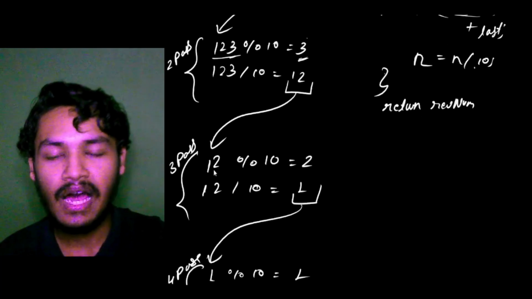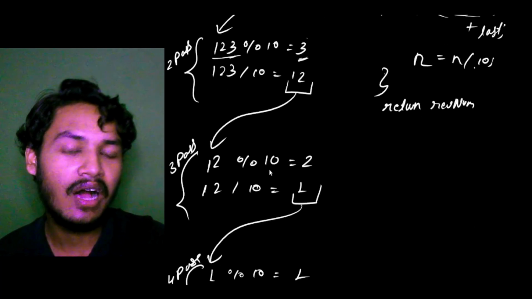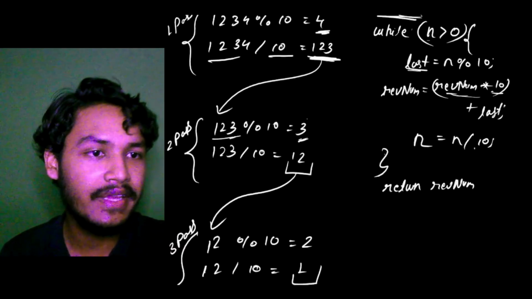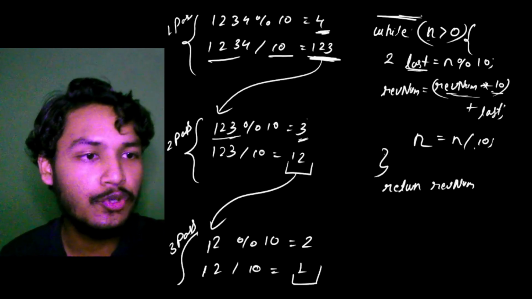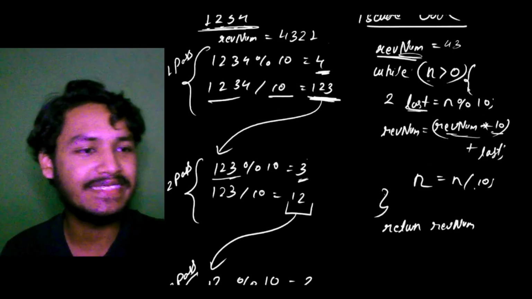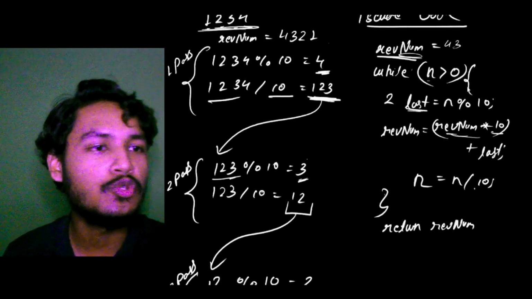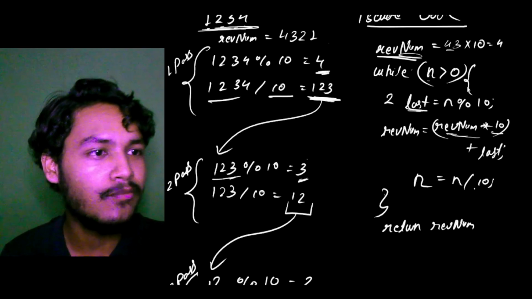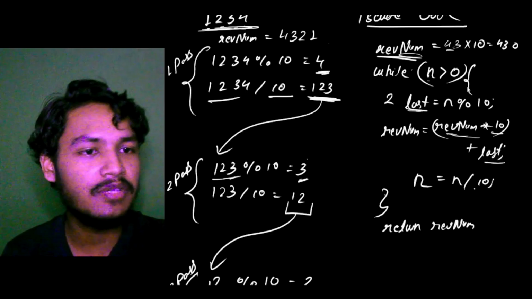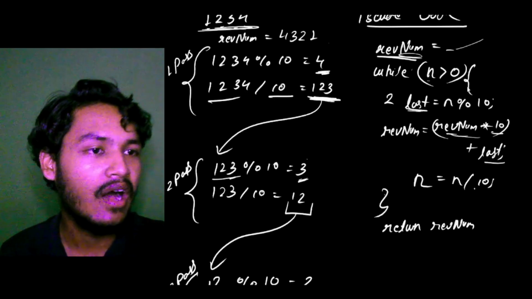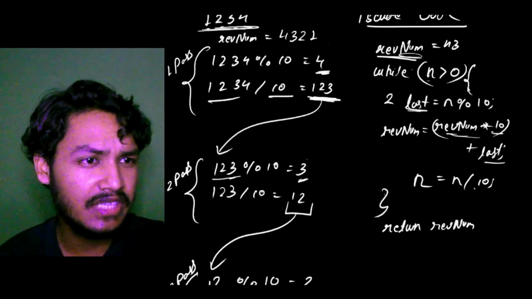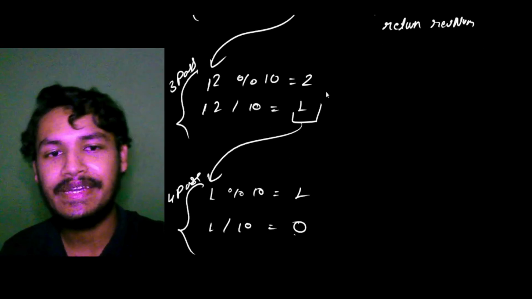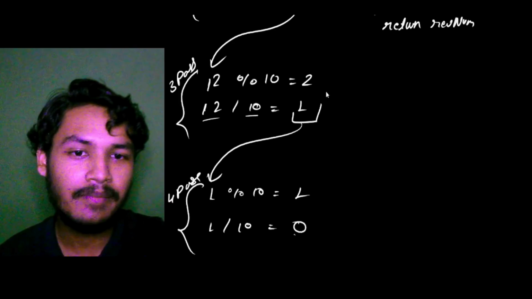You can see here, after taking modulus of this 12 with 10, we are getting the last digit, which is 2. So in our last variable we will have 2, and then we are again multiplying this reverse number with 10. What we will have is 430, and then we are adding this last number, which is 2, so the final value will be 432. And then we are dividing 12 by 10, we are getting 1.